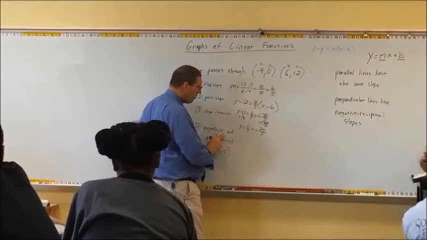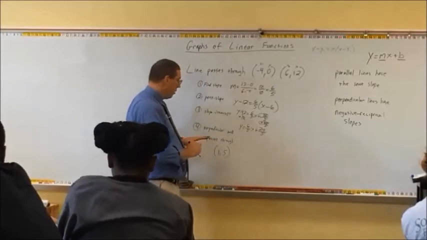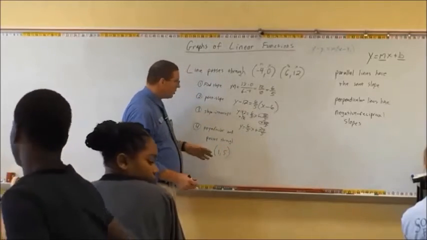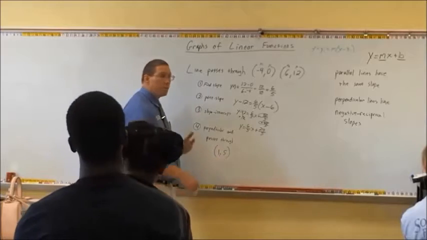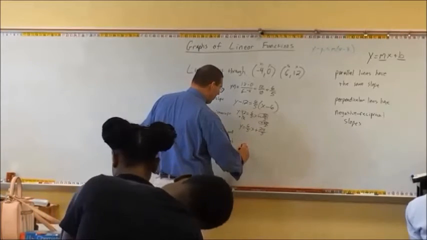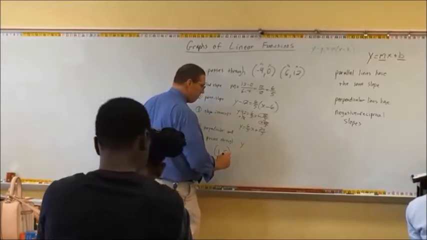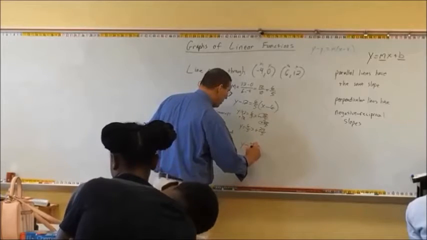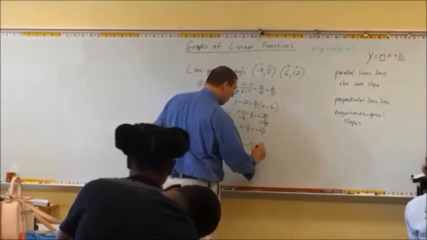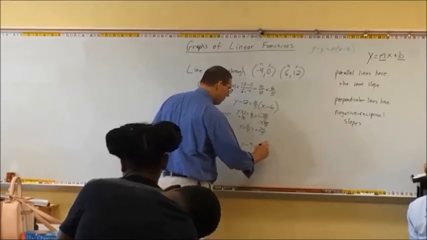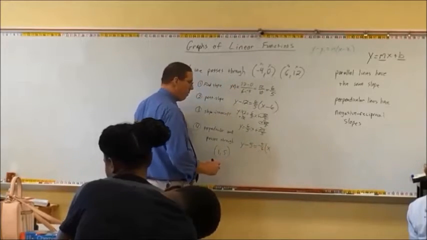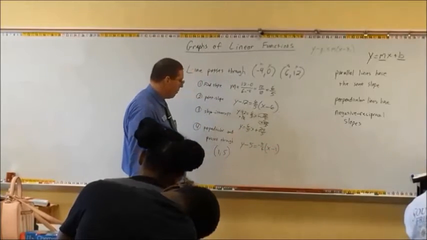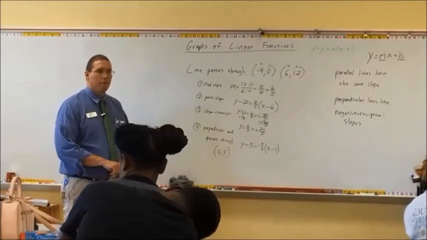And now, what is the perpendicular slope? Negative 5 over 6. So now I just need any line that passes through the point 1, 5. So I'm going to do point slope form. So what am I going to write? Y minus 5 equals negative 5 over 6, which is the perpendicular slope, times x minus 1. Right? And there we go. Perpendicular line that passes through the point 1, 5. That's it.